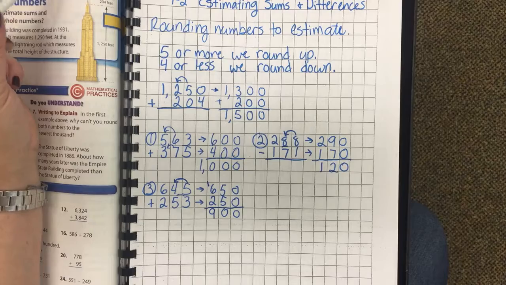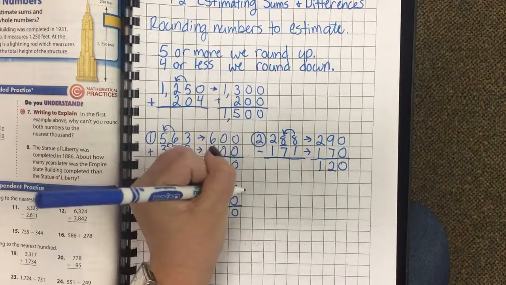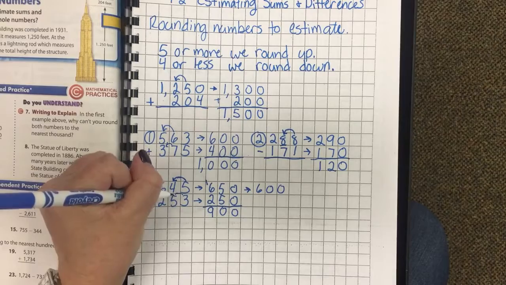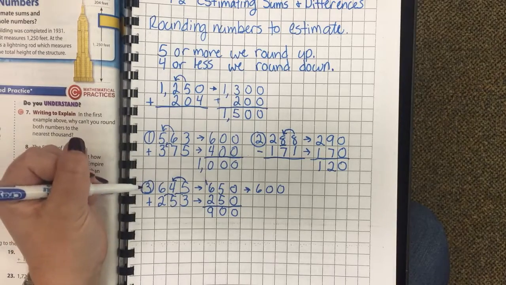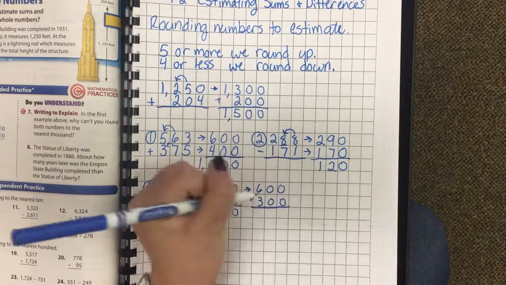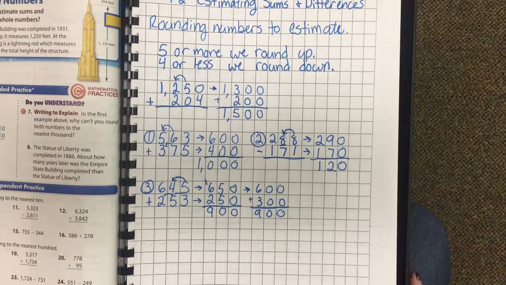Now, let me show you what would happen if we did it to the nearest 100. 645, 4 is not changing that 6, so that 6 would turn into just a 600. 5 will change that 2, so that 253 will turn into a 300. Oh, what is 600 plus 300? 900. So in this case, it didn't matter because you got the same answer anyway.